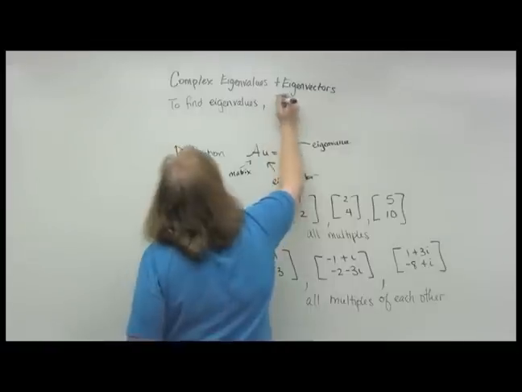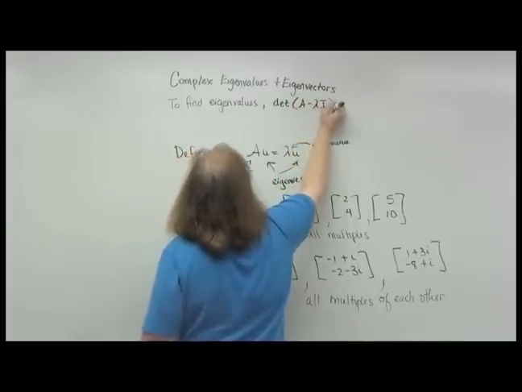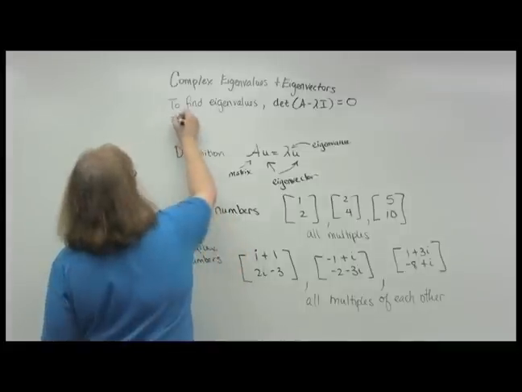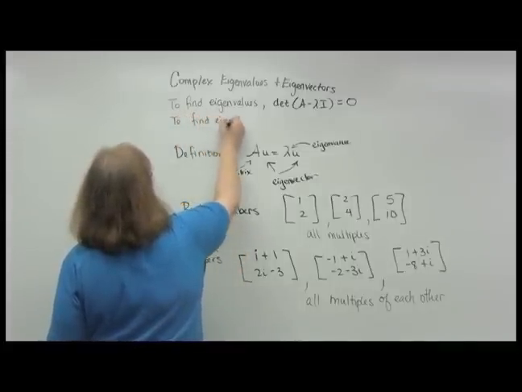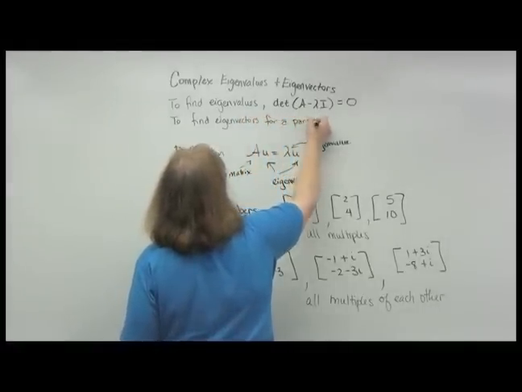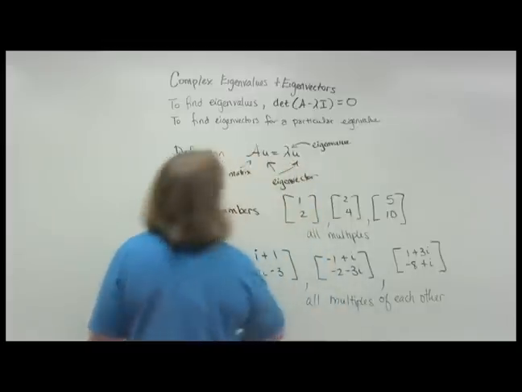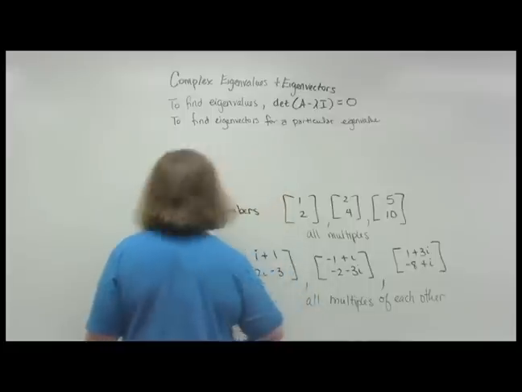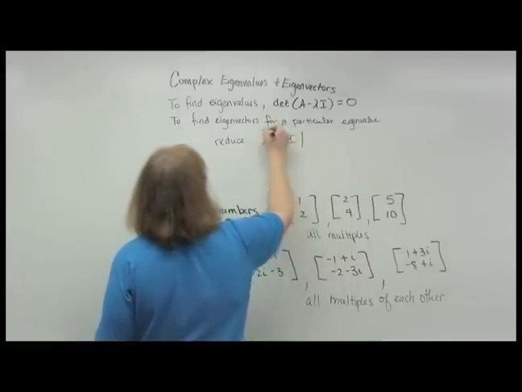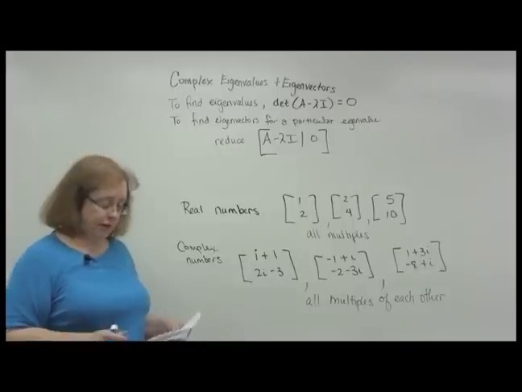To find eigenvalues, we want to set the determinant of A minus lambda I, and that was where I was the identity matrix of an appropriate size, equal to 0. And then to find eigenvectors for a particular eigenvalue, we're going to want to reduce A minus lambda I on the left and then zeros on the right. Okay, now that doesn't mean that's the only approach we have as an option.